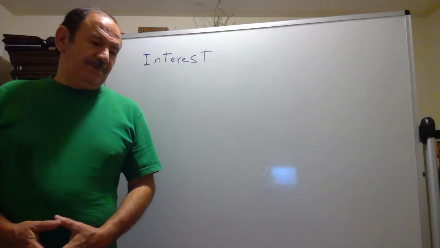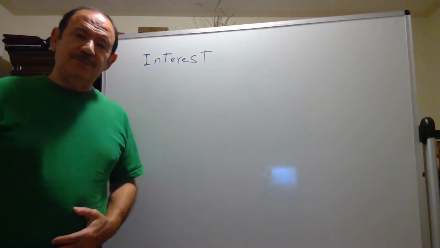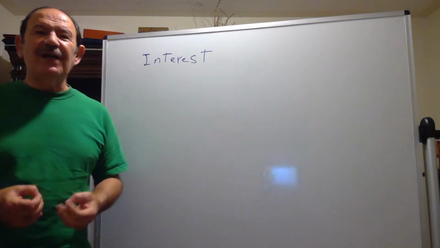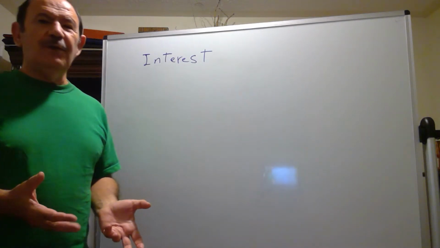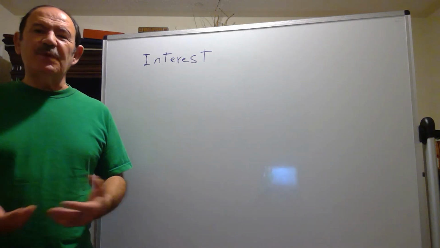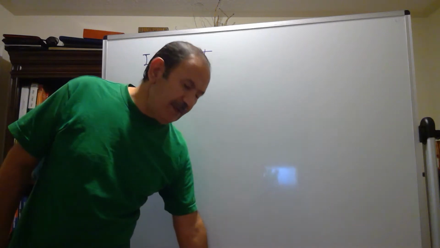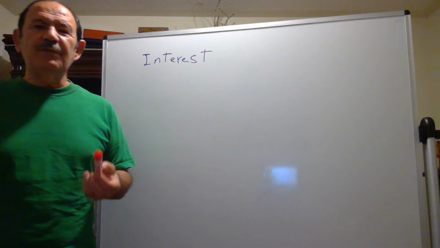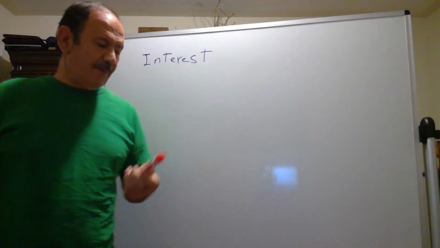Hello everybody. In this video I'm gonna talk about interest. What is interest? Actually, interest is the price of money. When we are selling something, we get some money, which is the price of the things that we are selling. Or when we are buying something, as an example, when I'm buying this marker, I have to pay the price. As an example, I have to pay $2 to buy this marker. The $2 is the price of this marker.